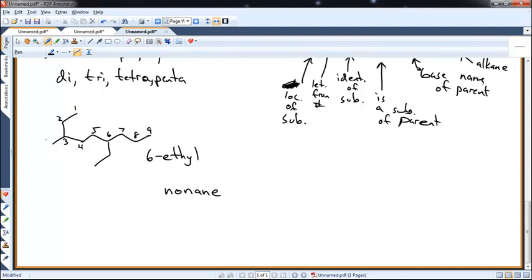At the 3 position, what do we have? A 1 carbon unit. That's called a methyl. We have a 3-methyl. And that's all of them. Now we have to put it together alphabetically in the name.